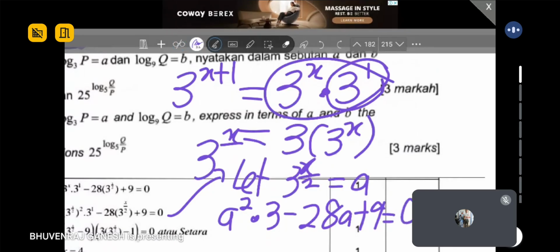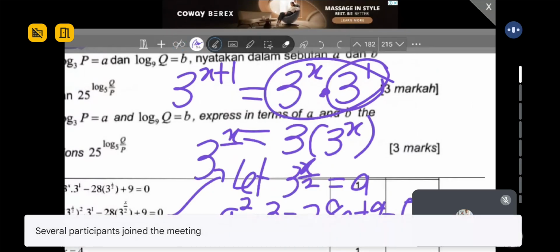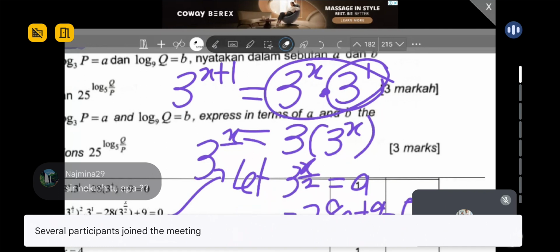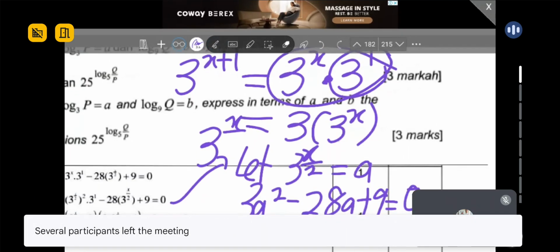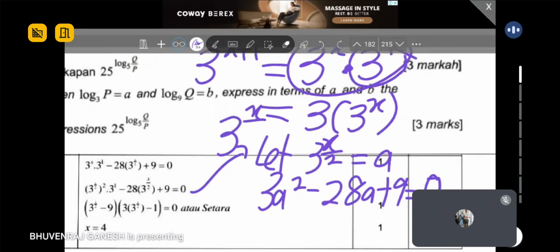Can you see, guys? This is a quadratic equation. Am I right? This is 3A kuasa 2. Okay, 3A square. So now, faktorkanlah. Just factorize normally. Untuk bentuk dua kurungan.